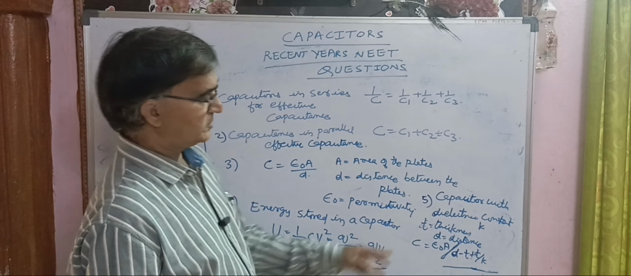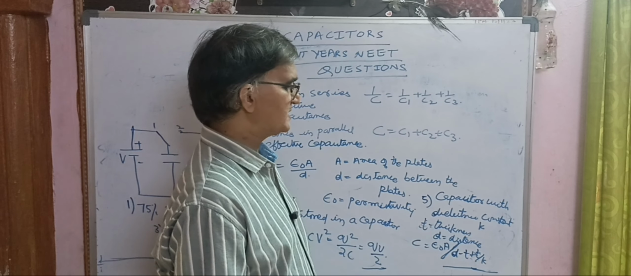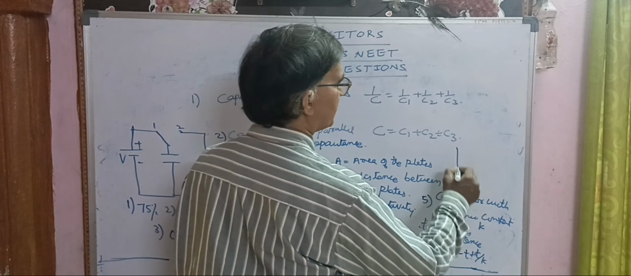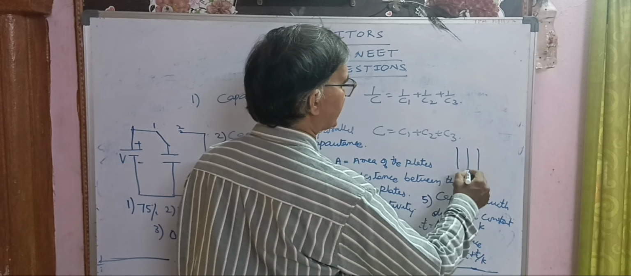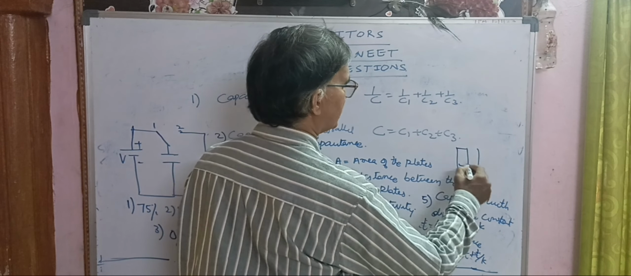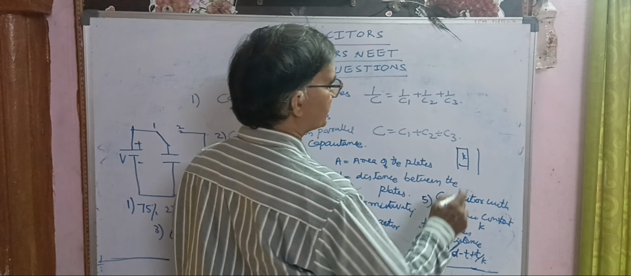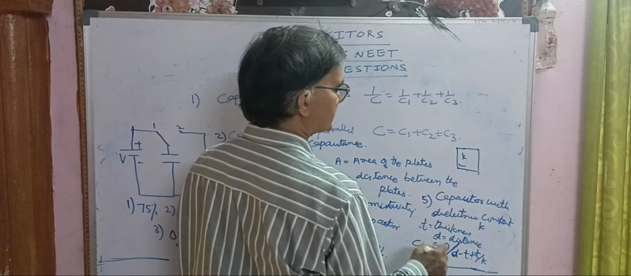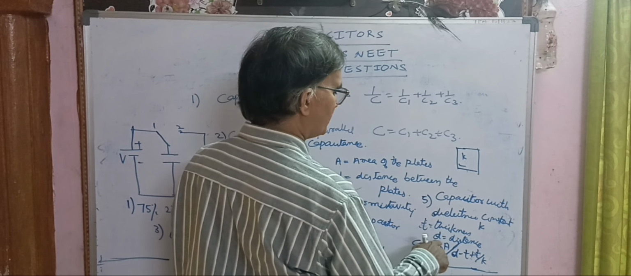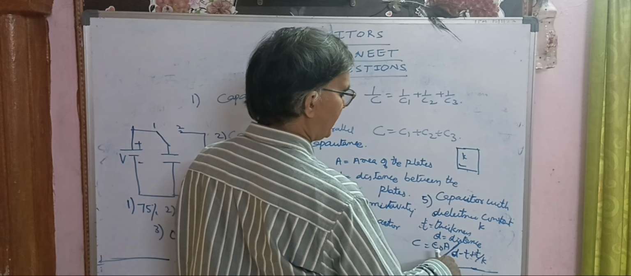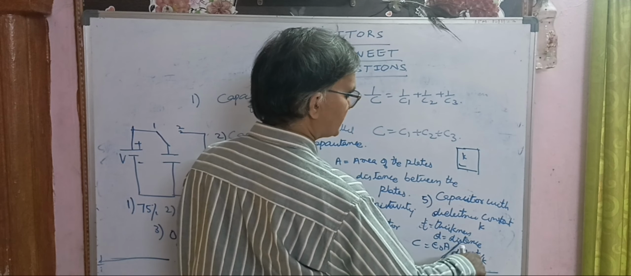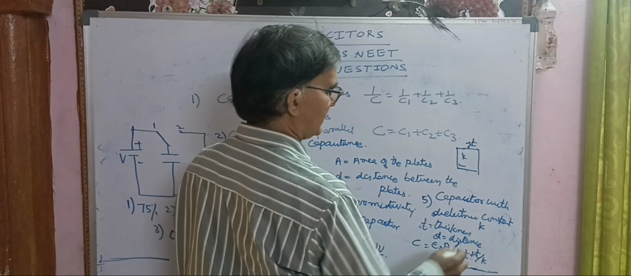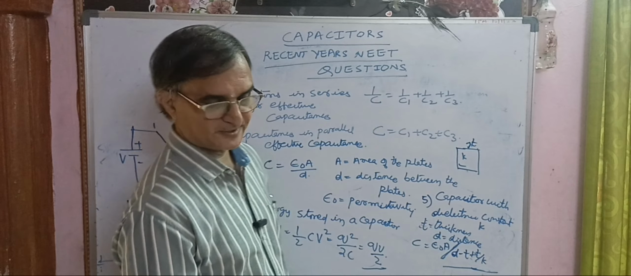Now the fifth formula is capacitance with the dielectric constant K. Suppose this is a parallel plate capacitor and you are keeping a dielectric in between the plates. K is the dielectric constant. Then we have C is equal to epsilon naught A by D minus T plus T by K, where T is the thickness of the dielectric and K is the dielectric constant.